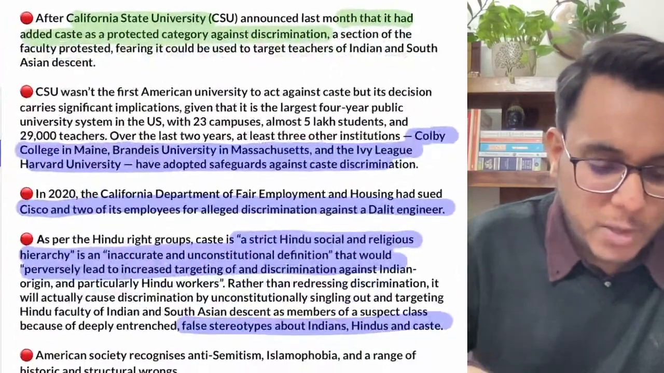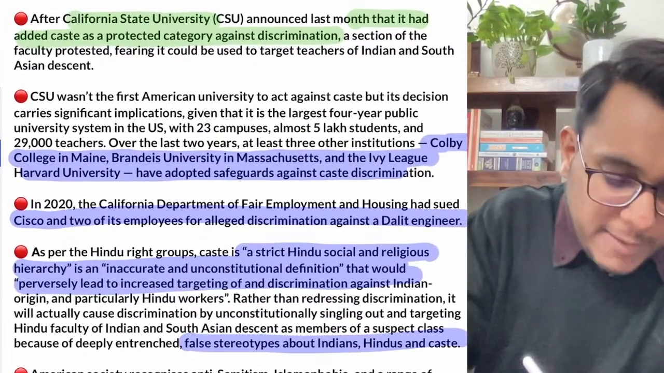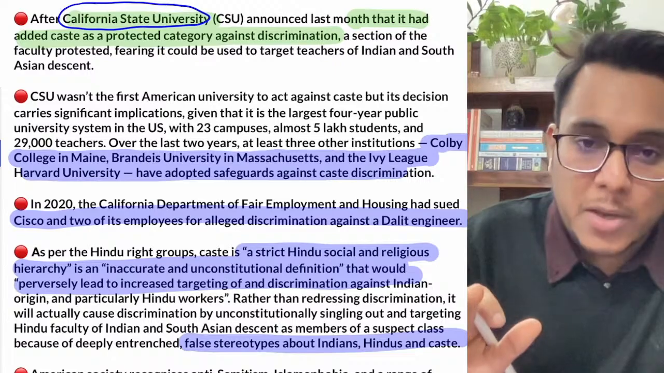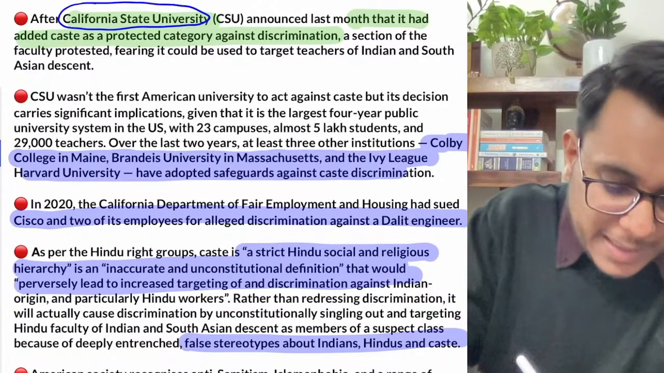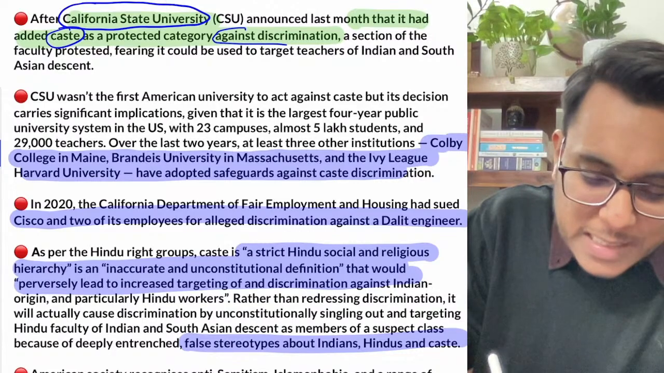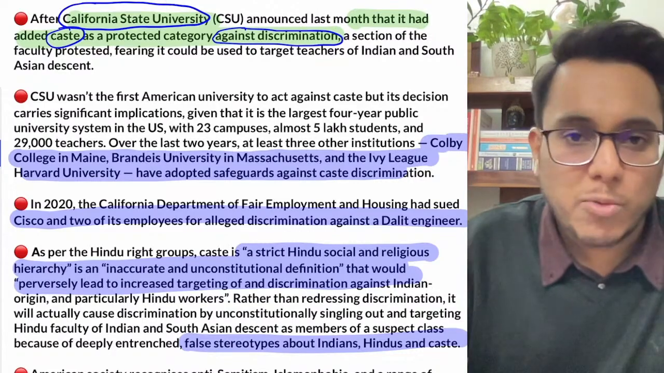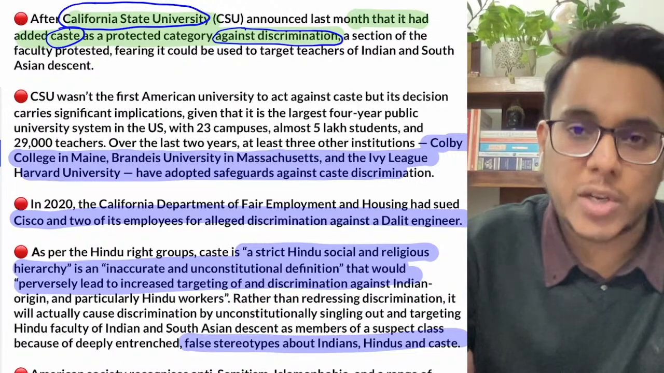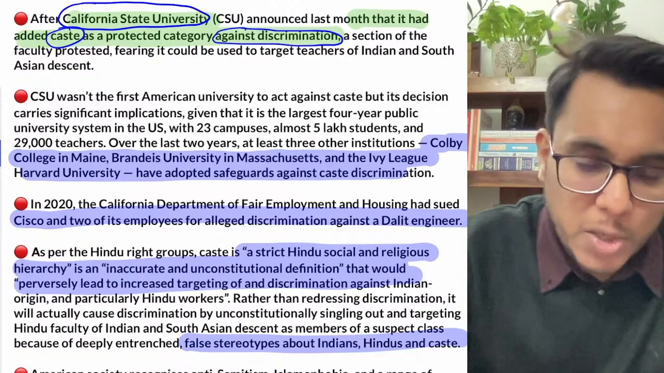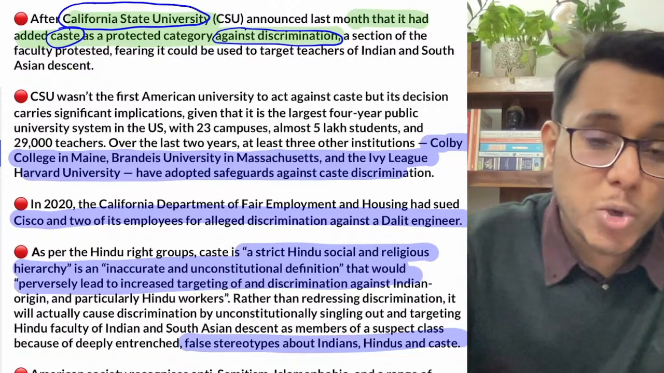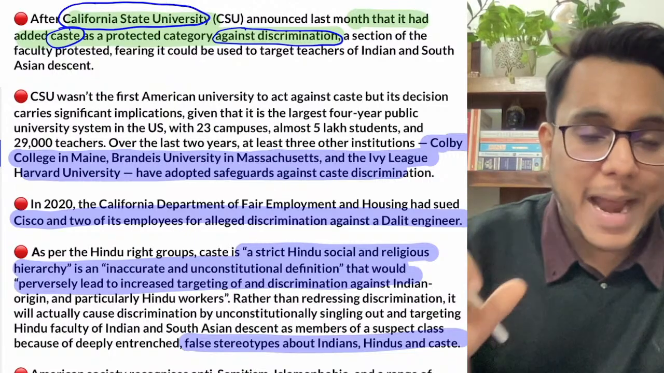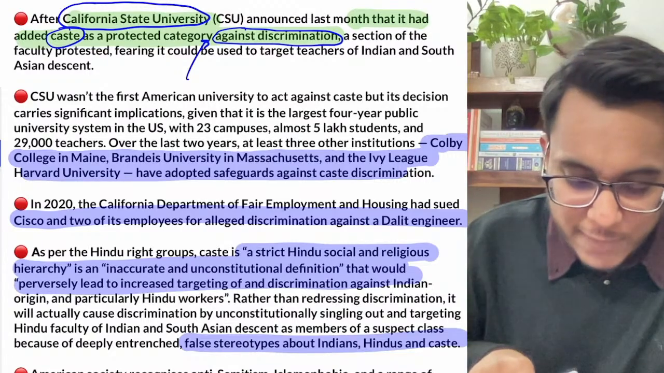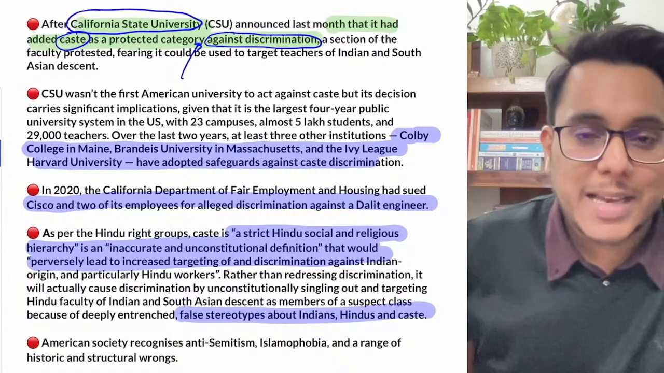Now what has happened? First of all, let's see this particular thing. California State University, which is the largest university in the USA, has provided that caste is a protected category against discrimination. There are a large number of grounds of discrimination which are protected in the USA. You cannot discriminate on nationality, you cannot discriminate on the basis of color, etc. Now discrimination on caste also cannot be done, and it has been added as a protected category in discrimination.